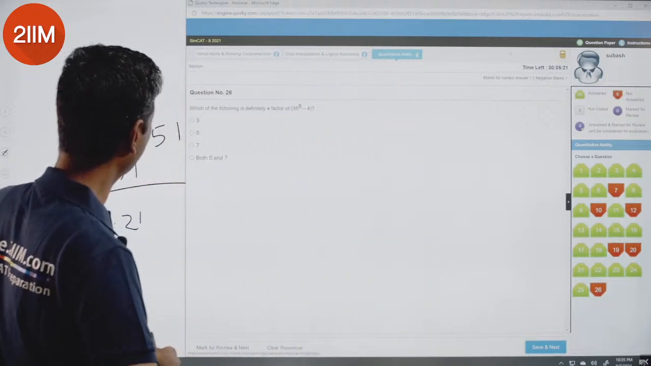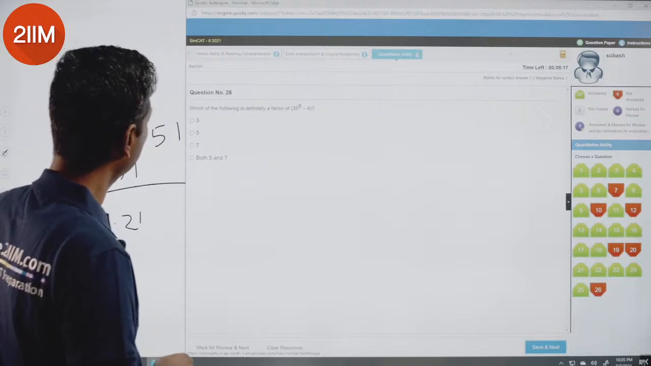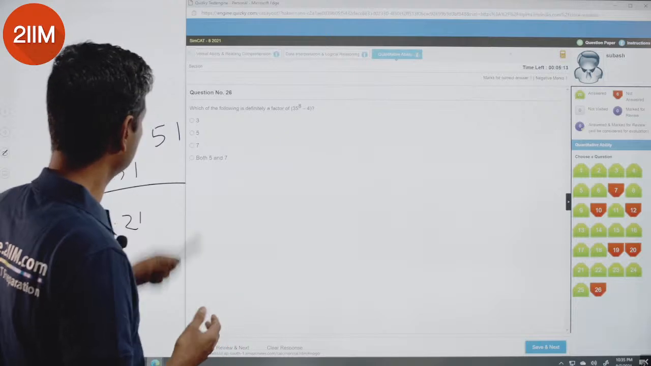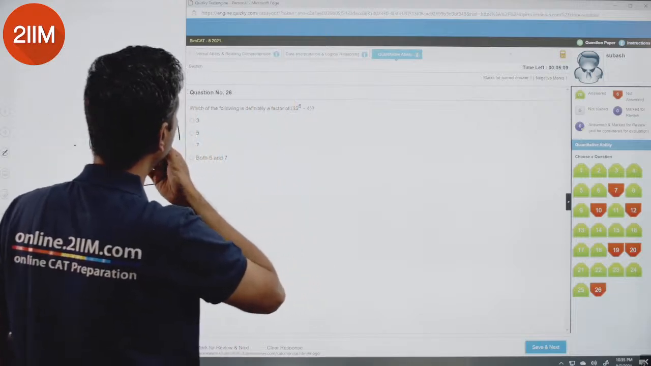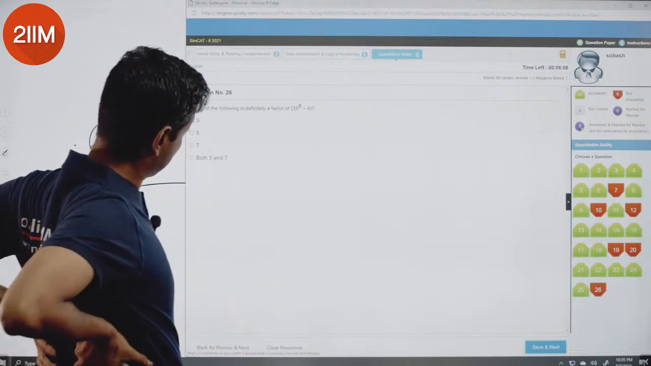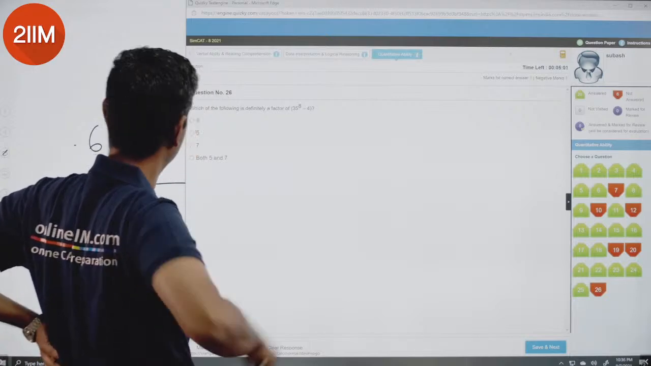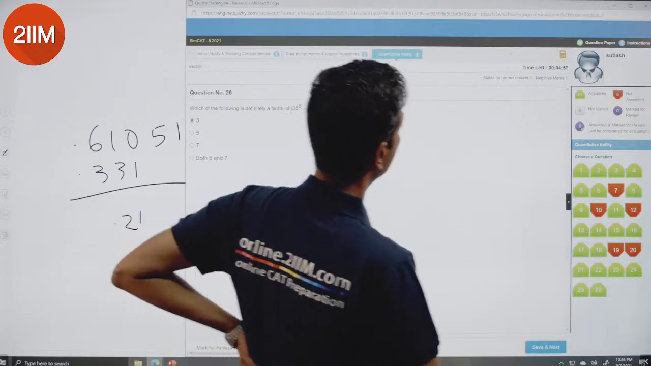Which of the following is definitely a factor of 35 power 8 minus 4? 35 power 8 minus 4 is definitely not a multiple of 7. It's definitely not a multiple of 5. It's a multiple of 7 and 5. That one. 35 power 8 is 2 power 8. Yeah, it's definitely a multiple. 3 will work, the others don't work. Lovely. What have I skipped?